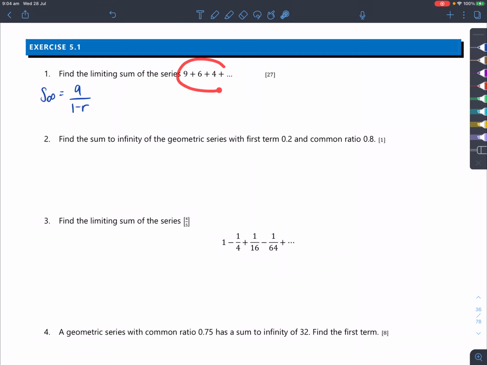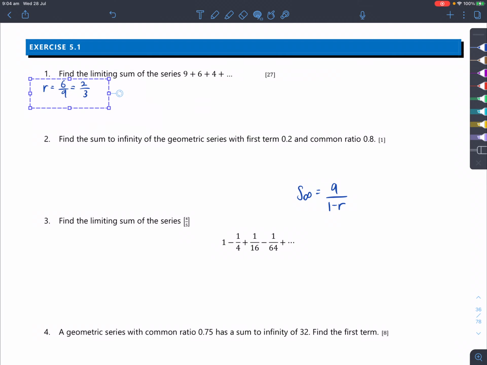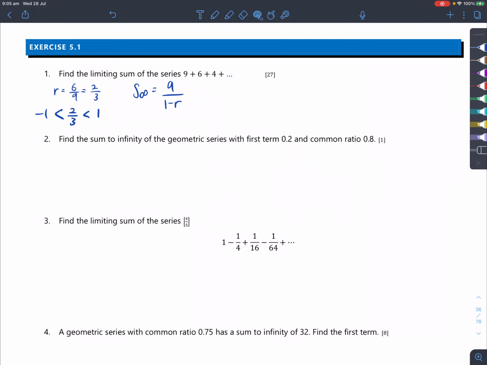Let's check first that this is a limiting sum. Your ratio in this case is 6 over 9, which is going to be 2/3. And you know that 2/3 is between -1 to 1. Okay, so it'd be a good idea to actually write this out first. We can say that 2/3 is between 1 to -1, so that means that it has a limiting sum.